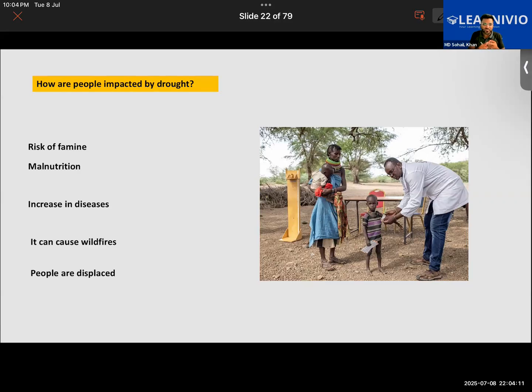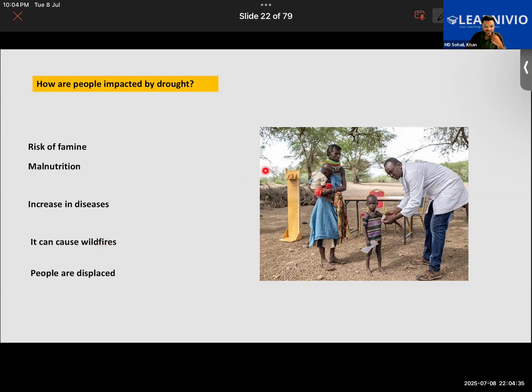You know about rickets now? Rickets, different kinds of deficiency diseases. Getting it? So there's a risk of famine. People on a large scale can suffer from hunger. It will lead to malnutrition. Then it will also lead to an increase in diseases. Then it can lead to wildfires also.